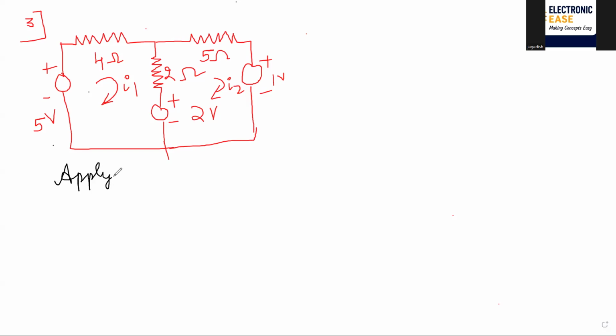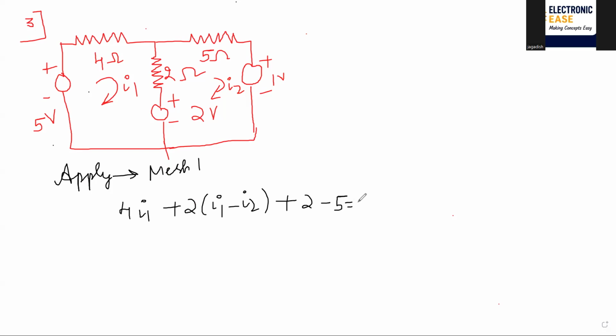Applying KVL for mesh 1. So 4I1 plus 2 into I1 minus I2. Very good. If you're telling this much, I feel very happy because some people are not telling that even when teaching. So this is plus and minus. So it is plus 2, children. Plus 2 into I1 minus I2, but here it is minus 5. So it is minus 5 is equal to 0.